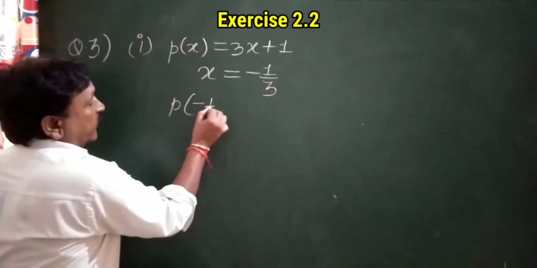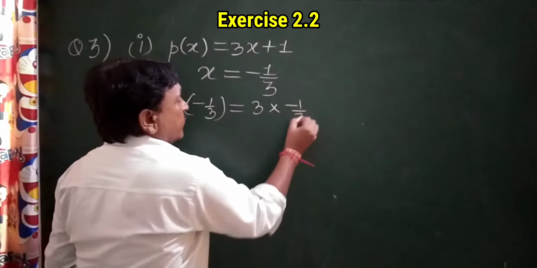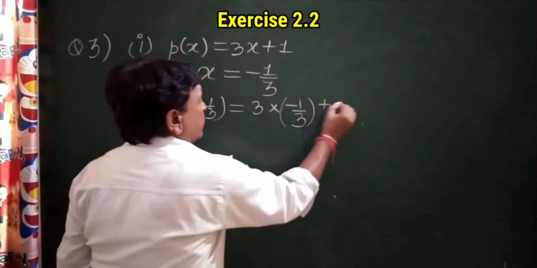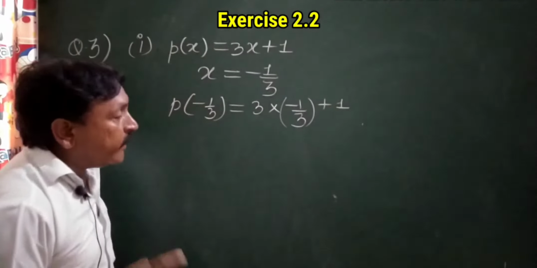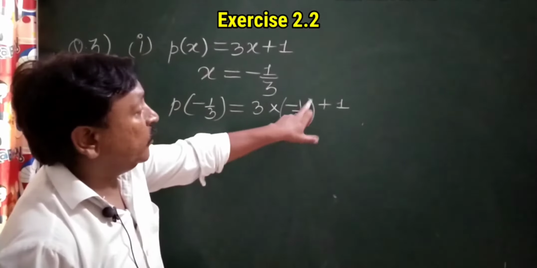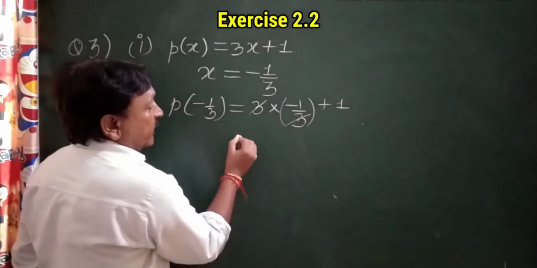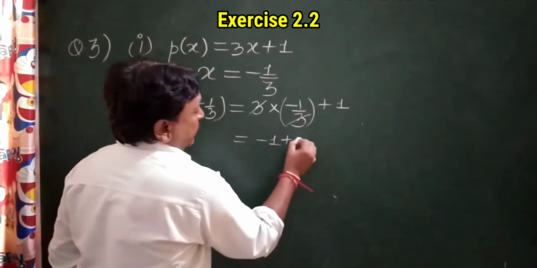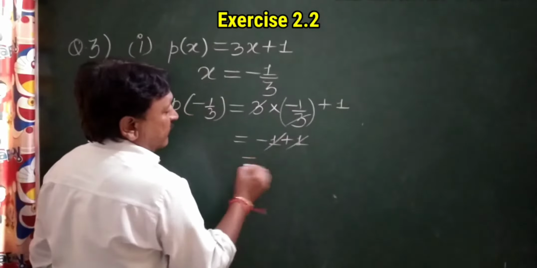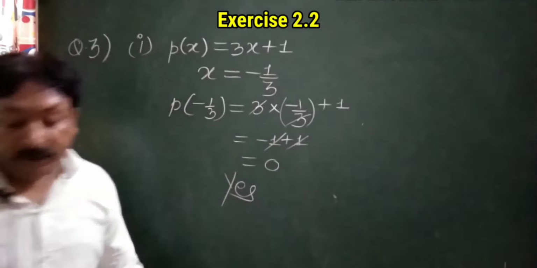P of minus 1 upon 3 will be equal to 3 into minus 1 upon 3 plus 1. I had already told you that whenever you substitute a negative value, always substitute it in a bracket. 3 is cancelled by 3. So what is left? Minus 1 plus 1. Plus minus cancel, it will come 0. So the answer will be yes. Note it.